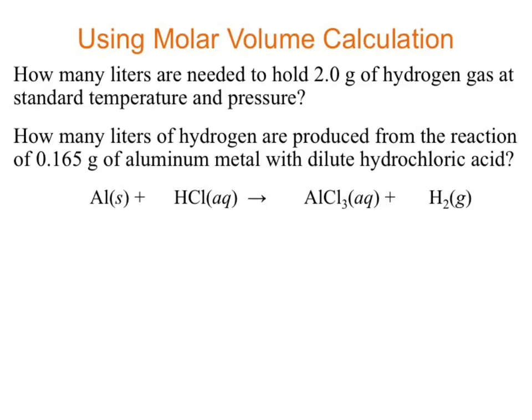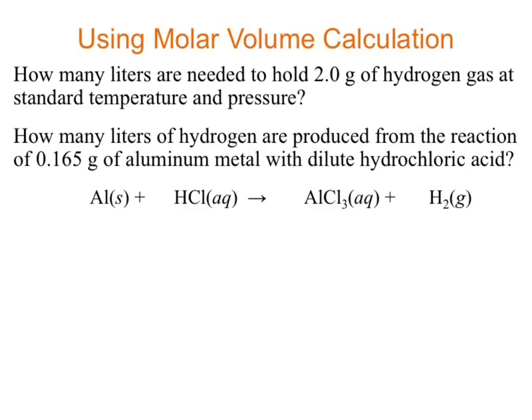General pathway, what are we going to have to do? Balance the equation. What else? Turn our grams of aluminum metal into moles of aluminum metal. Then what do we do? Convert our moles of aluminum metal into moles of hydrogen. We won't convert into liters. In fact, we cannot convert into liters.